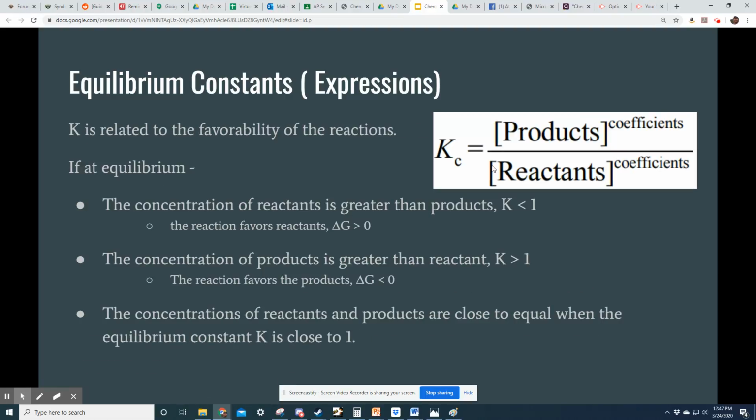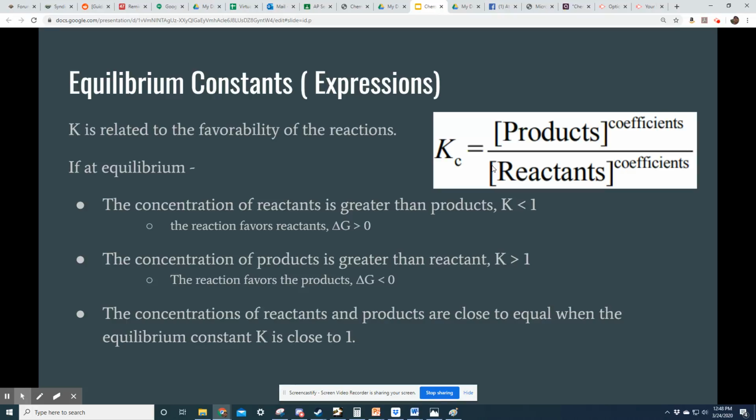So when K is less than 1, what this tells me is that there are more reactants than products. And so this reaction favors the reactants, and it isn't a favorable reaction in the forward direction. And so we can actually say that delta G is going to be greater than 0 for the forward process, or that the reaction is not favored in the forward direction.